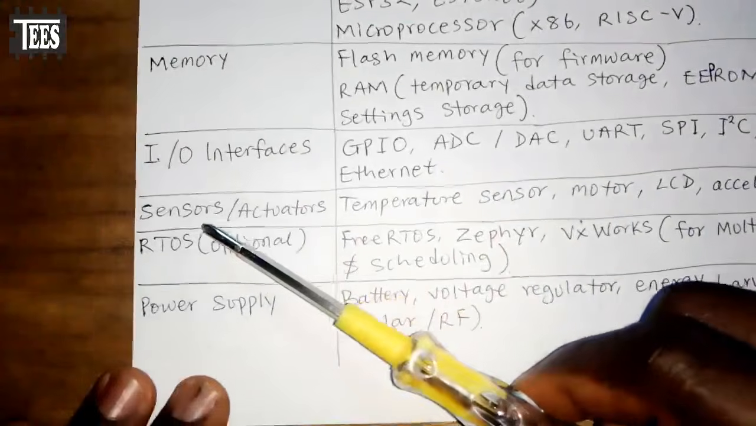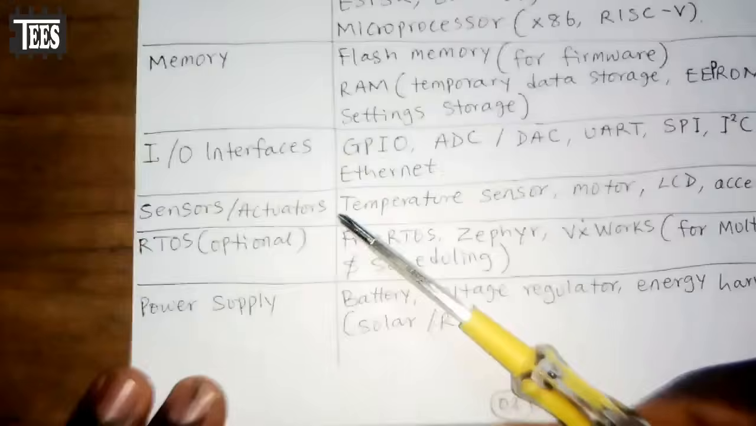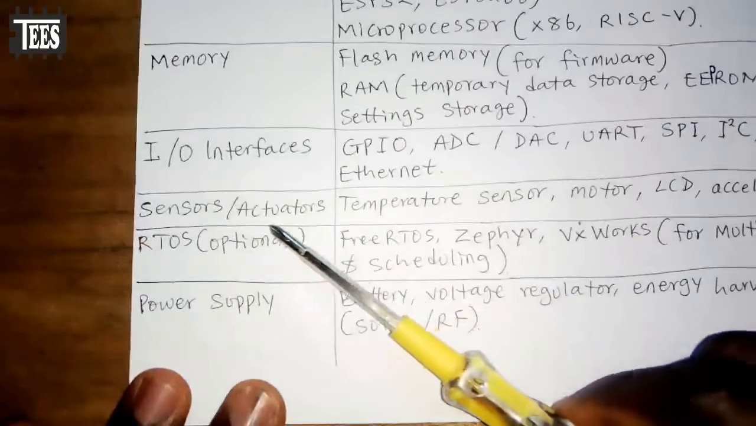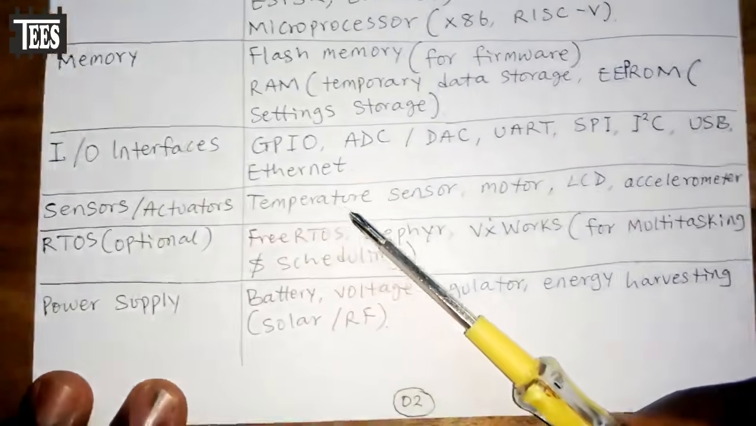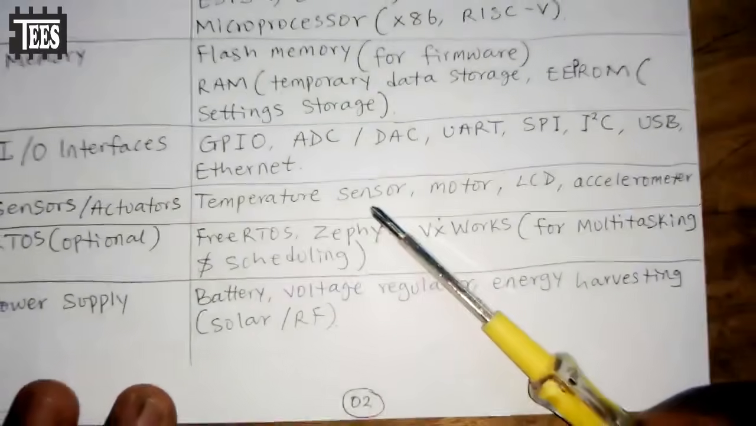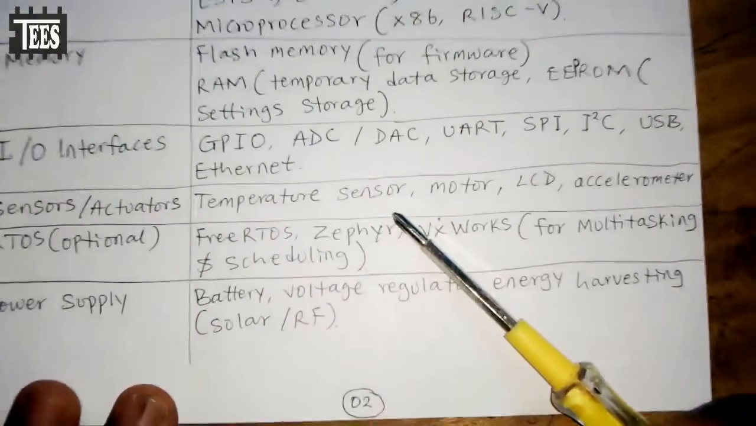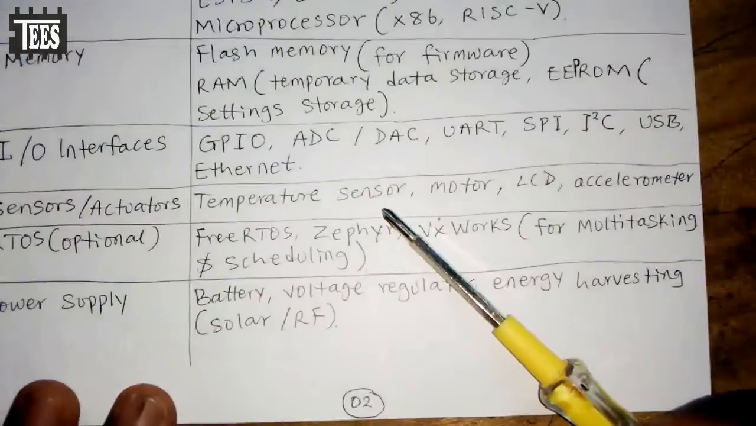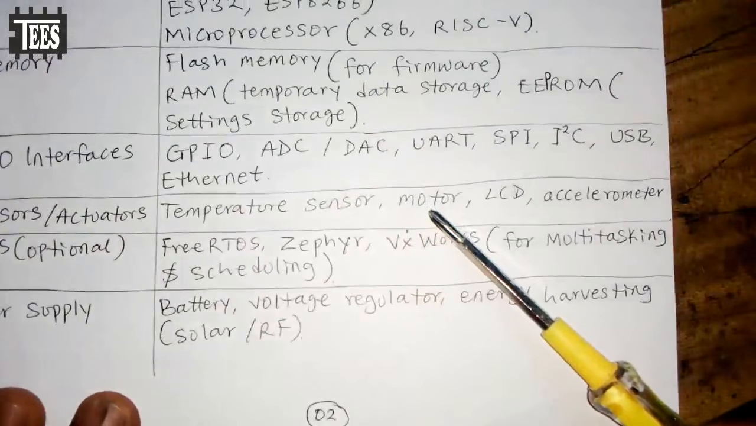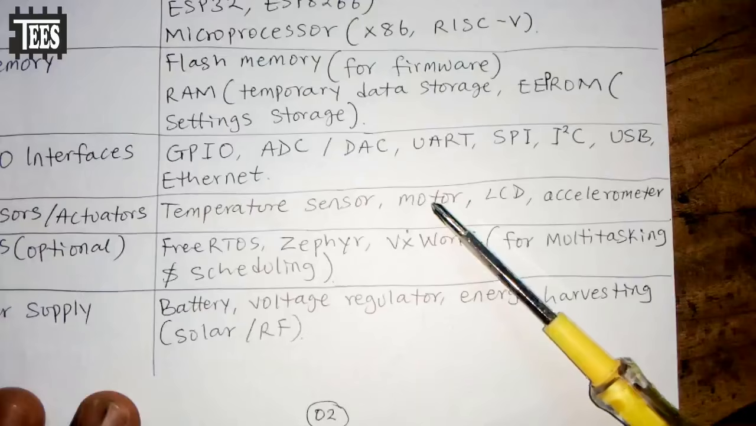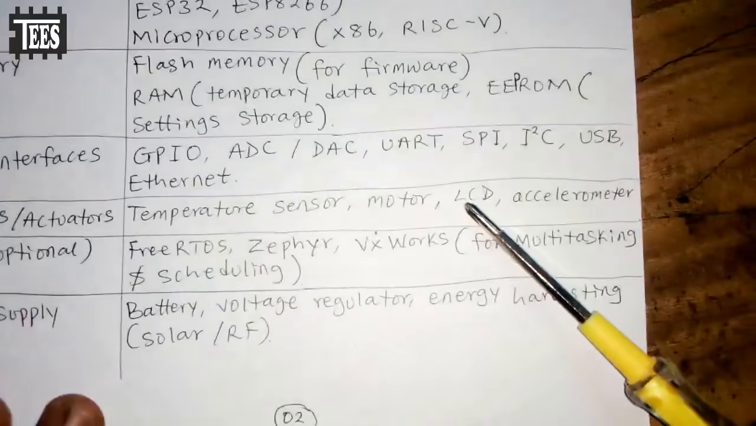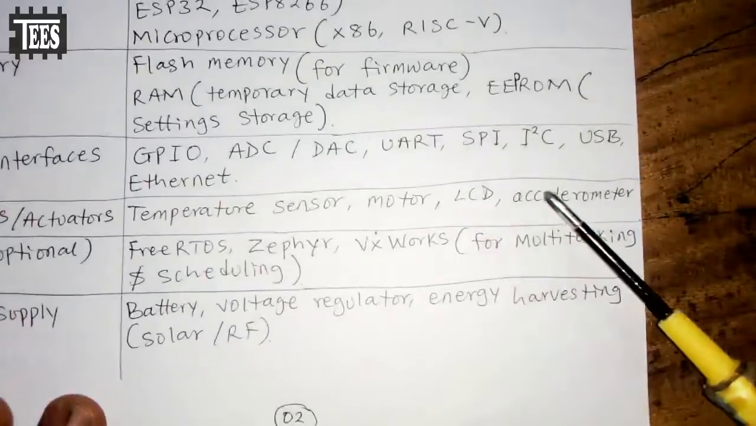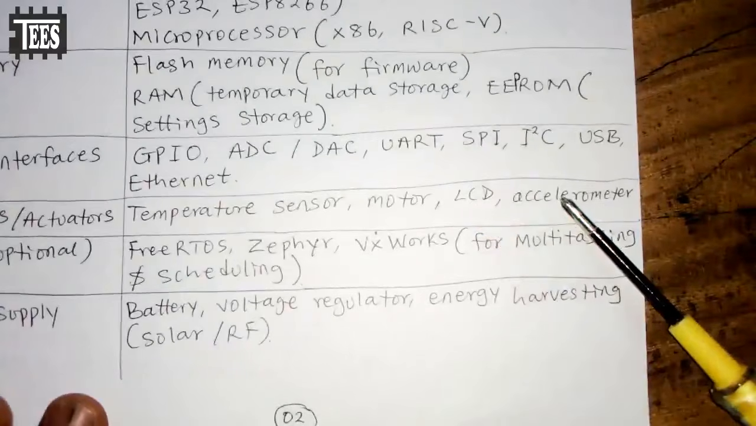Then we also have sensors and actuators. Sensors are on the input side, while actuators are on the output side. A temperature sensor, for example, is a sensor. Your motor is an actuator. On the output side, you can use the motor to rotate and produce some mechanical movement. Then we have an LCD also as an output, and an accelerometer as a sensor.